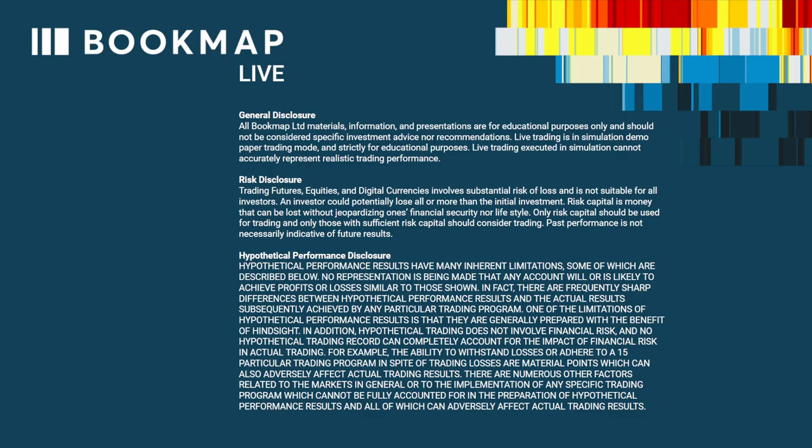General disclosure: all Bookmap limited materials, information, and presentations are for educational purposes only and should not be considered specific investment advice nor recommendations. Live trading is in simulation demo paper trading mode and strictly for educational purposes. Live trading executed in simulation cannot accurately represent realistic trading performance. So it's important that you know what you're getting involved with in here. This is not a trade copier room. It is for educational purposes only. It's a simulation trading so that people don't get all emotional. Instead, they learn about how JTrader looks at the market, how he reads order flow, and how he positions himself. That's the takeaway, to learn about how the professional trader looks at the market and also manages his trades, his setups, his way of trading.